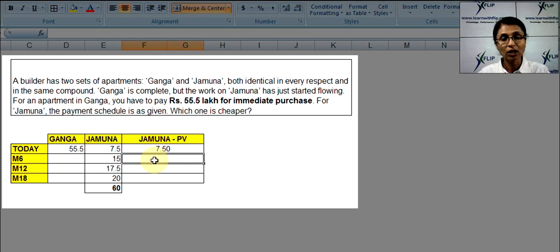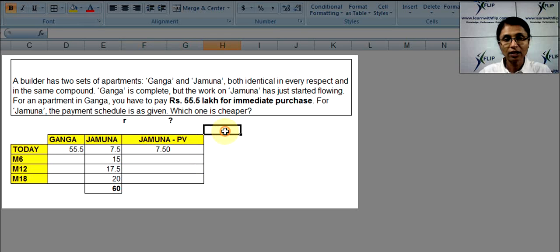But hey, where is the R? What is the R we need to take, or what is the discounting rate? Now, that is an important question when it comes to present valuing. We take an R which is relevant to the situation. What does that mean? In this particular case, let us say that instead of investing in Jamuna, your money is sitting in a fixed deposit which is giving you 10% per annum. So, therefore, let us use that as our discount rate, 10% per annum, and find out what the present value is.